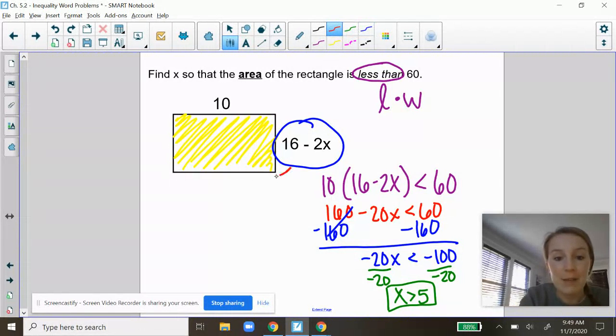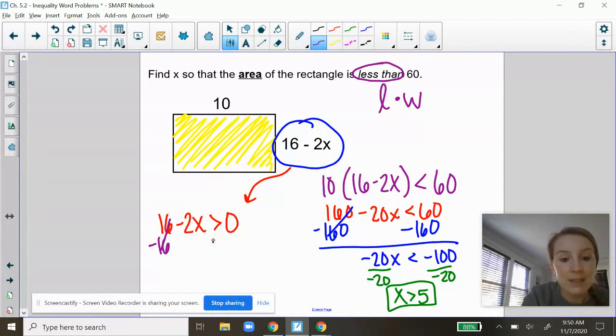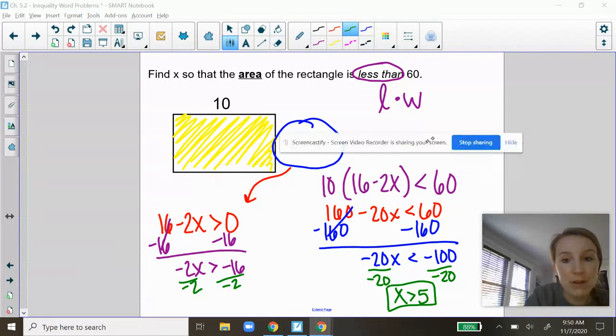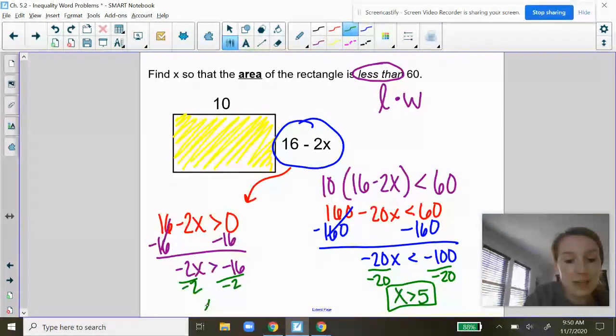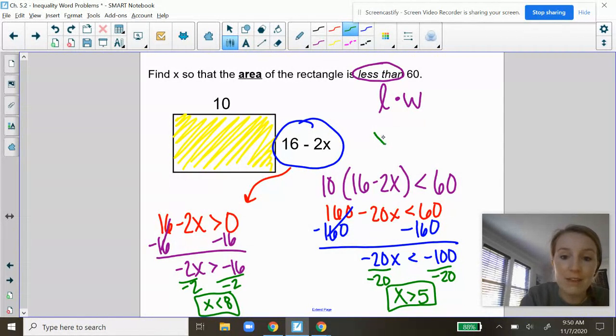So again, we need to think about a second statement here. I need to know that 16 minus 2x is always going to be bigger than 0. So I'm going to subtract 16, and I'm at negative 2x has to be greater than negative 16. I would divide by negative 2, and I would divide by negative 2. So here, I'm at x, again, I'm switching my symbol, has to be less than 8. So this tells me, if I rearrange it, I have to think of numbers that are greater than 5 and numbers that are less than 8.